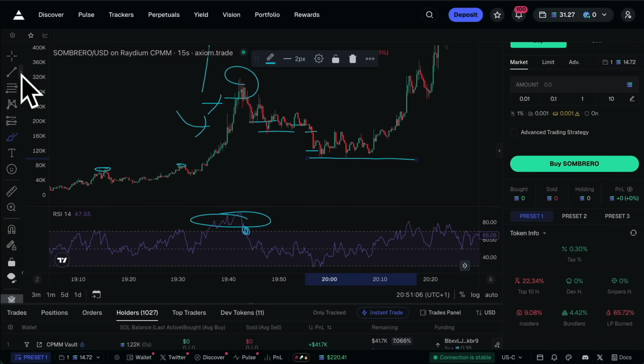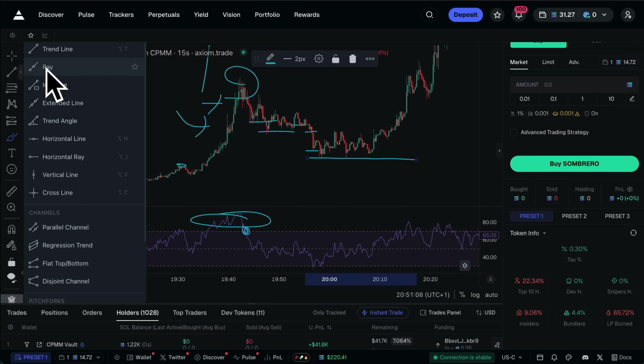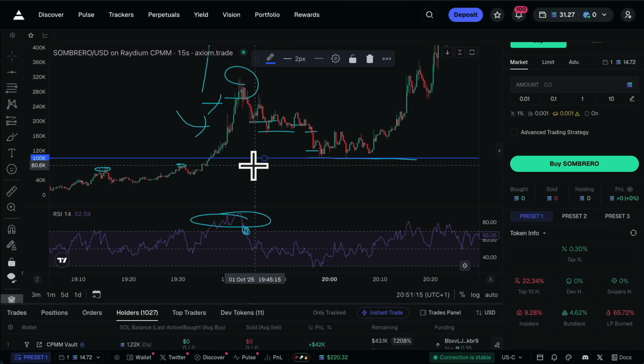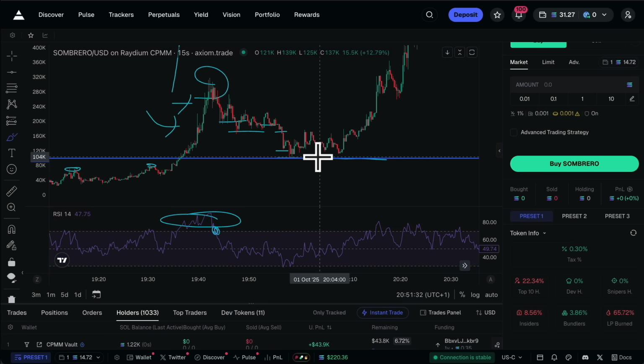Now, if you go to the left here and you click on where you see the trend line, you can click on horizontal line there and you can find the 100 and you can mark it off like that. You can change the settings to the line if it helps. So you can make it a little bit thicker. You can change the color, do whatever you want with it. But this is the next point. This is an area we know that's support.